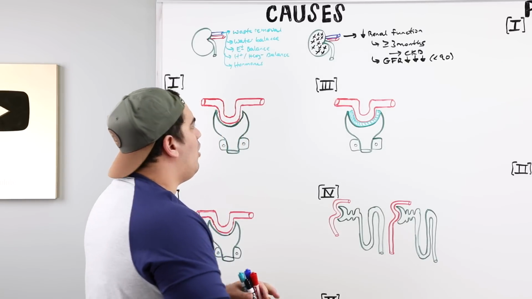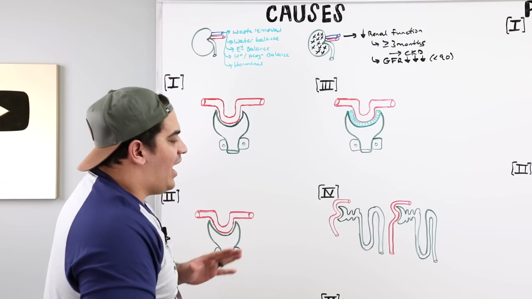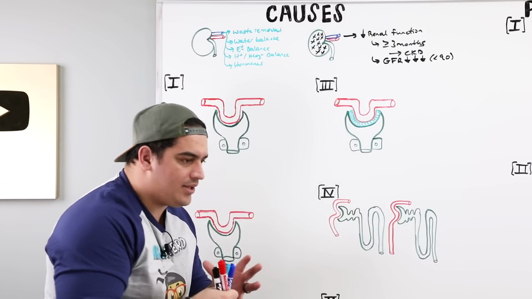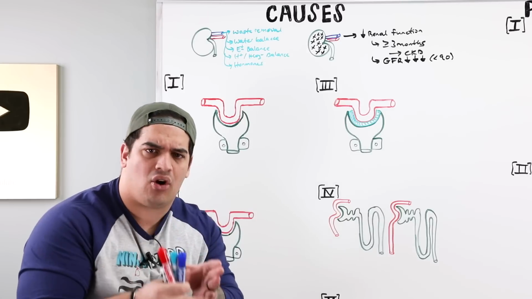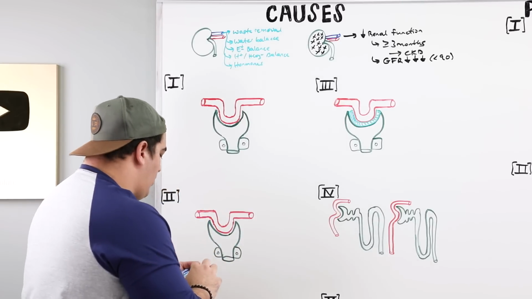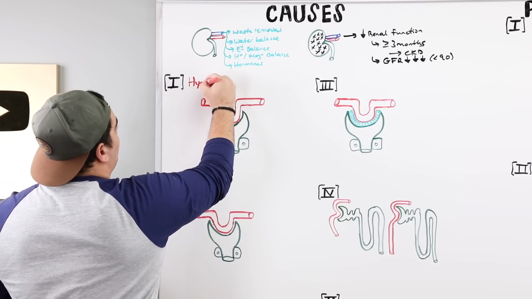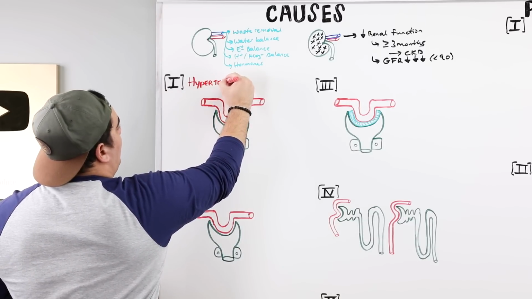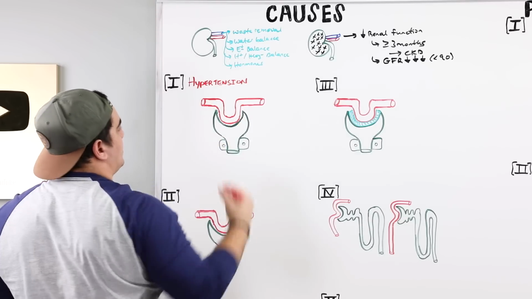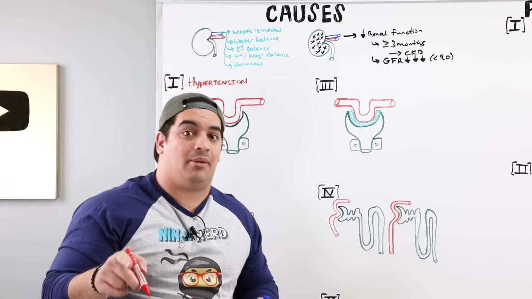All right, beautiful. Now the next question is: what can actually cause chronic kidney disease? What are the underlying causes? The first big one I want you to remember is hypertension. Hypertension is a very common cause, actually one of the two most common causes behind someone developing chronic kidney disease.